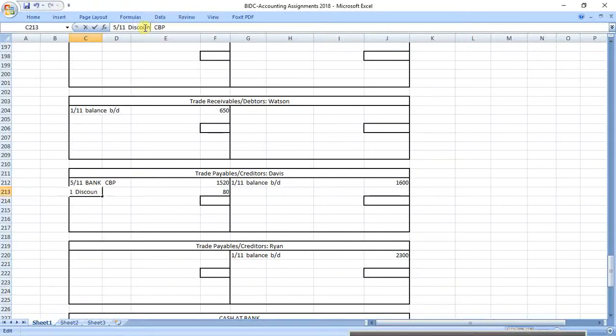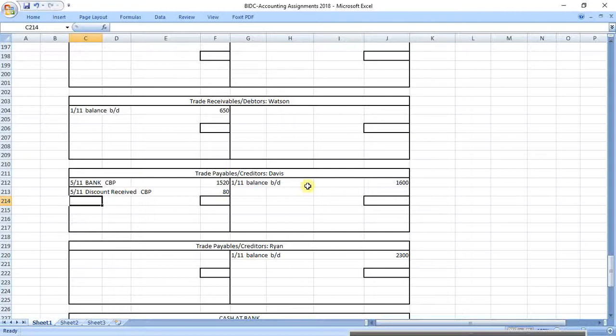Discount allowed. No, discount received because I'm paying. So I get the discount. If I pay my creditor, they give me a discount received. And if you're paying their outstanding balance, obviously that'll be 0, but we don't know, maybe later on we buy from them. So just be careful, do the totaling and the balancing at the end, because you might or might not have bought more from them.